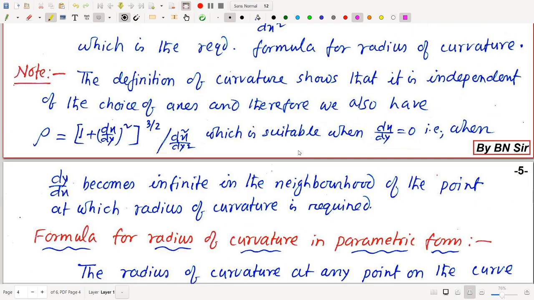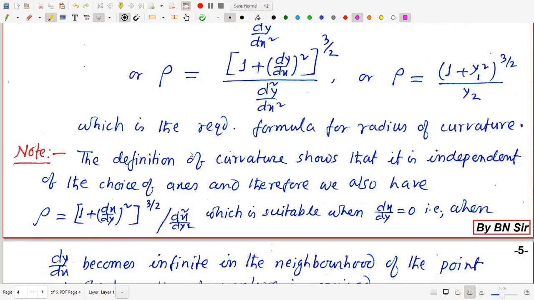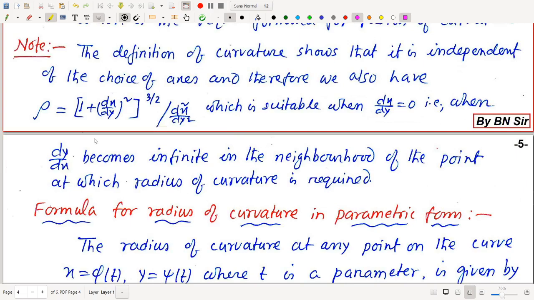That's why for the radius of curvature formula, another one we can write: rho equal to (1 plus (dx by dy) square) whole thing to the power 3 by 2 divided by d square x by dy square. It was with dy by dx earlier, here we can write it with dx by dy. Everywhere x and y are interchanged. So this is also a formula for radius of curvature, and it is suitable when dx by dy is 0, that is when dy by dx becomes infinite. In some problems you can see that dy by dx becomes infinite at the point where we need the radius of curvature, or in the neighborhood of that point. So when dy by dx becomes infinite, then we shall take dx by dy, and that dx by dy will become 0 and easy to calculate. So this formula is also important.